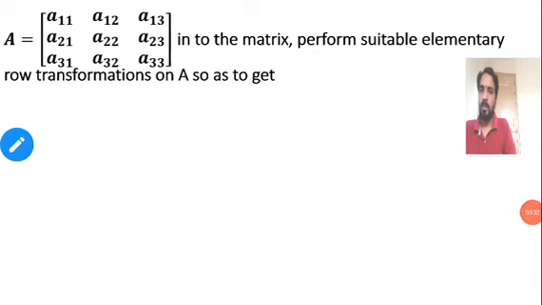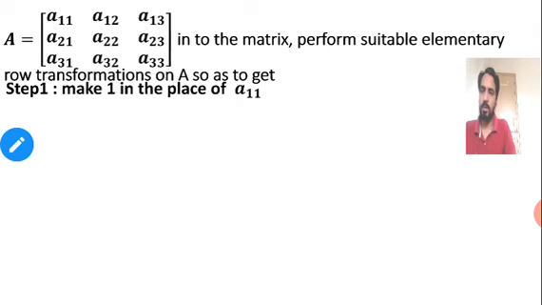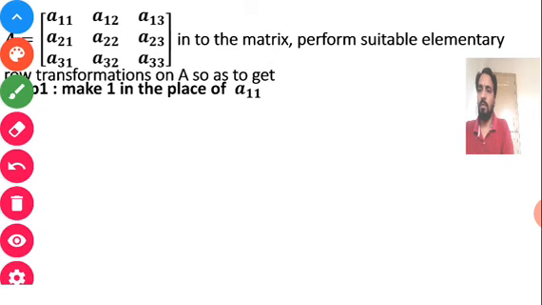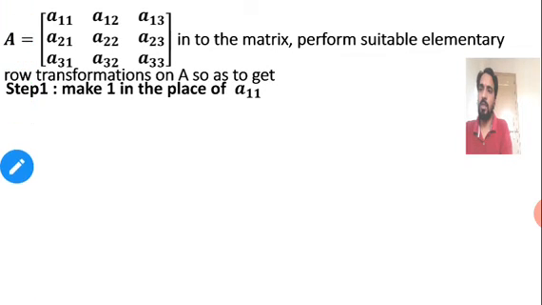Let's see the steps of how to find the inverse of a matrix of order 3. This is a general matrix of order 3 with the positions of the elements: A11, A12, A13, A21, A22, A23, and so on up to A33. There are 3 rows and 3 columns, and the positions of elements are specified. How are we going to start? We have to follow the steps one by one. Step number 1: we make 1 in the place of A11. This A11 we are going to convert to 1.